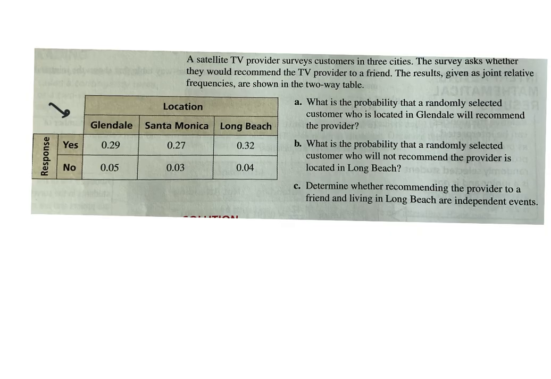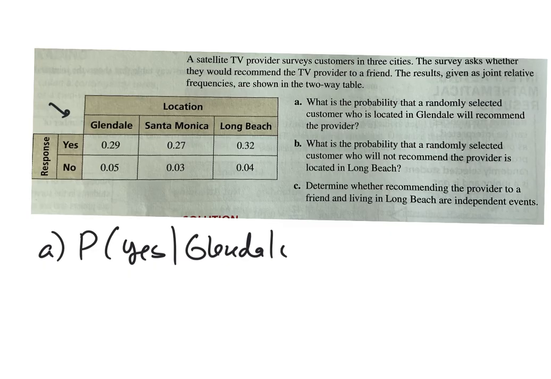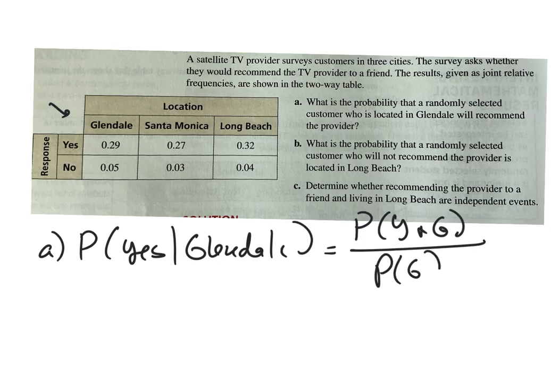Part A says, what is the probability that a randomly selected customer who is located in Glendale will recommend the provider? So the way we're going to write that is, the probability that somebody said yes, given that they live in Glendale. That's important, given that they're in Glendale. So we do the probability of yes and Glendale on the top, and the bottom is just the probability that they live in Glendale, like all the total people in Glendale. So if I look at yes in Glendale, it's 0.29.